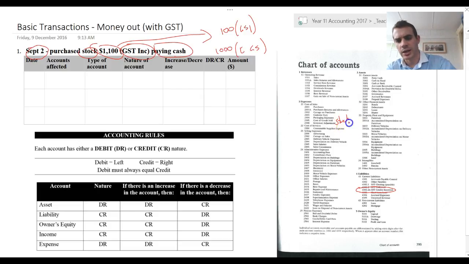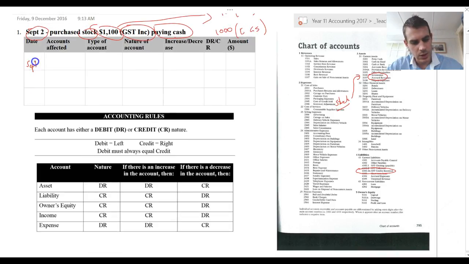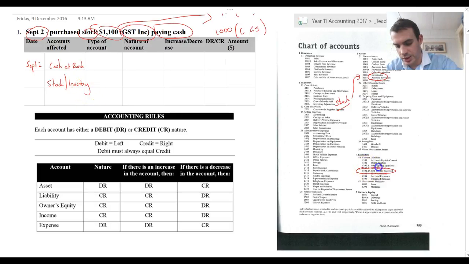Okay, let's think about the accounts affected now. So we purchased stock. Now stock, another word for stock is inventories, and that's actually an asset account. The other account affected is going to be cash at bank, and then our GST account as well. So September 2, the accounts affected, we have cash at bank, stock or inventories, and our GST account, which is our GST credits received, because we are paying an amount, so we're going to get a credit for that.